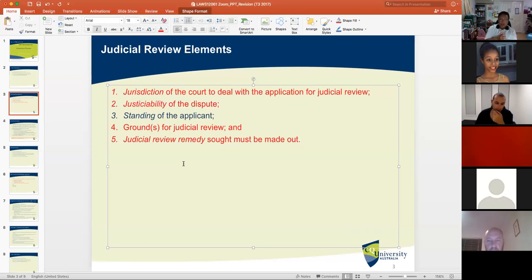So we're clear on that. Now, moving on, the other aspect is justiciability of the dispute. Before you can say that judicial review is available, you need to know whether the court has jurisdiction. The second aspect relates to justiciability of the dispute.